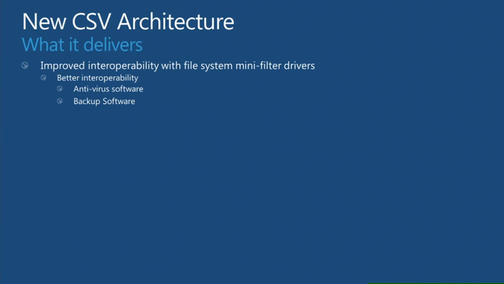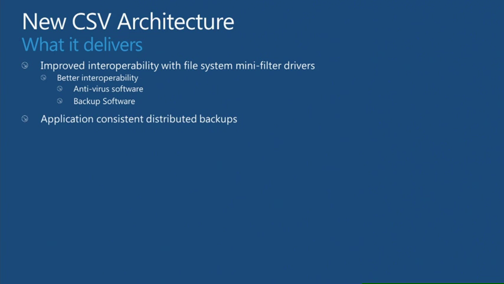Right now, your antivirus filters will be able to attach to the CSV proxy file system, so they can interoperate with us. Same thing for your replication solutions or your continuous data protection solutions. Your backup vendors, they now no longer need to pull all the heavy weight. I mean, CSV is doing a lot of the work that they need to do. It's much easier for them to interoperate with CSV.